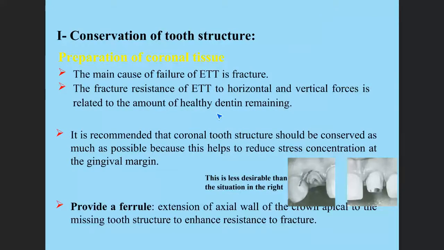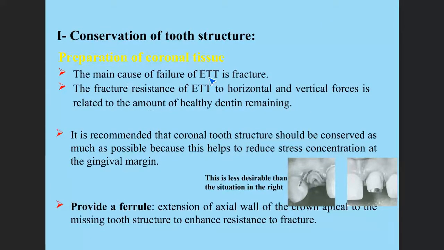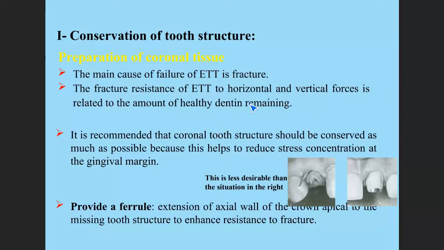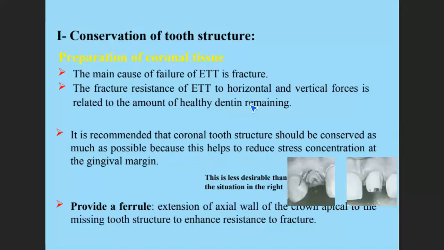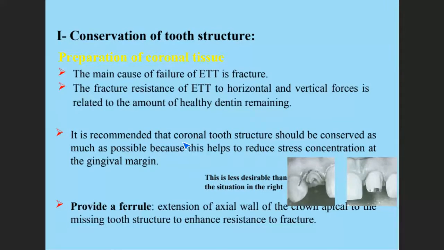Also, when preparing the coronal tooth structure, you have to be conservative because the main cause of failure of endodontically treated teeth is fracture. So the fracture resistance of the endodontically treated teeth is related to the amount of the remaining dentine. If you maintain more dentine, more coronal tooth structure, the resistance to fracture will be improved. So you have to conserve as much tooth structure as possible to improve the fracture resistance.